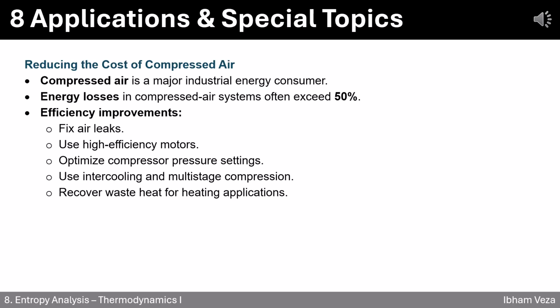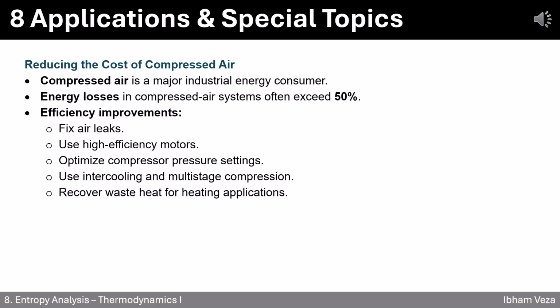8. Applications in special topics. Let's look at a practical example. Compressed air, which is widely used in industries, but often wastes a lot of energy. Compressed air systems can lose more than 50% of the input energy due to inefficiencies. That's a huge cost, both economically and environmentally. But there are simple strategies to cut these losses.